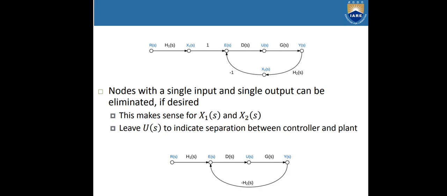Nodes with a single input and single output can be eliminated if desired. This makes sense for X1 of s and X2 of s, to indicate the separation between the controller and the plant.